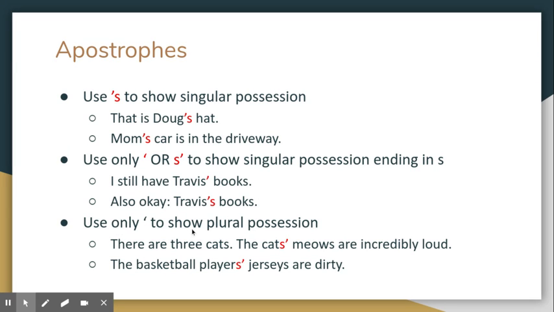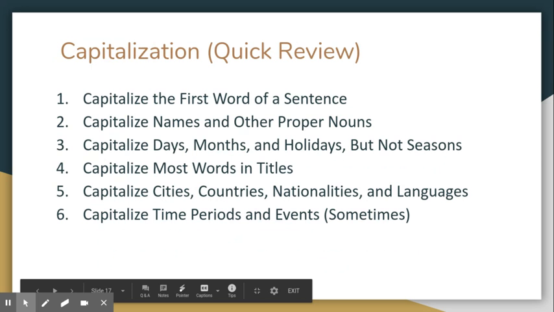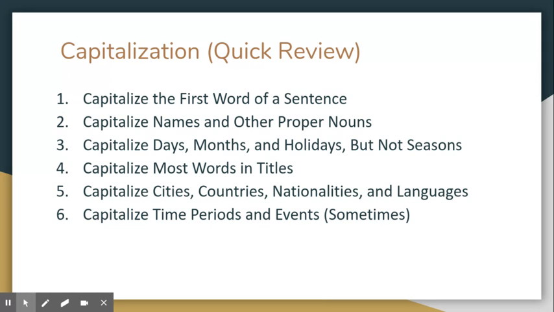You use only an apostrophe to show plural possession. So there are 3 cats. The cats' meows are incredibly loud. So this means all 3 cats and the meows belong to those cats. So the apostrophe goes after. Same thing here. The basketball players' jerseys are dirty. Multiple basketball players, so we need the S to show plural and then our apostrophe. If we only had one basketball player, it would be player's. And this will just be for you to look through on your own. I'm not going to read it.